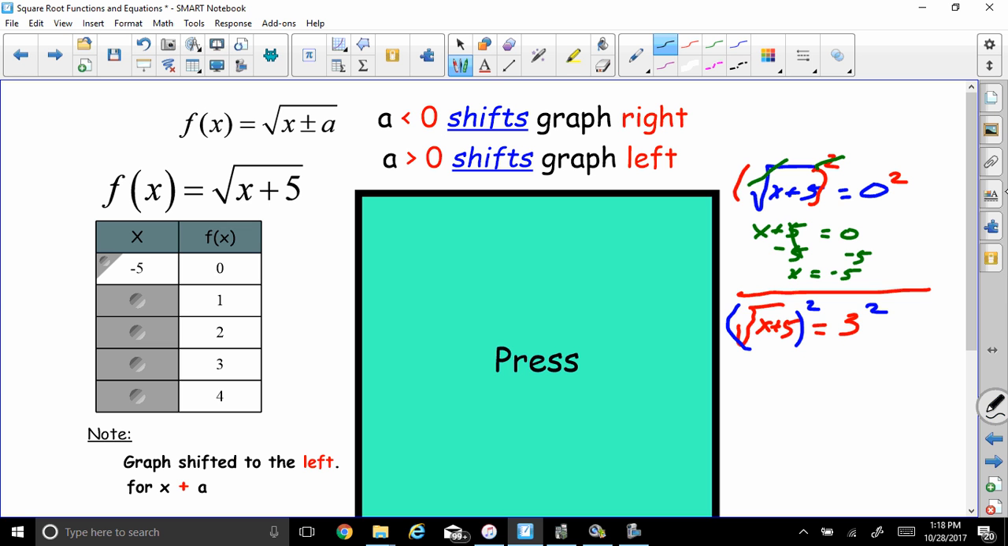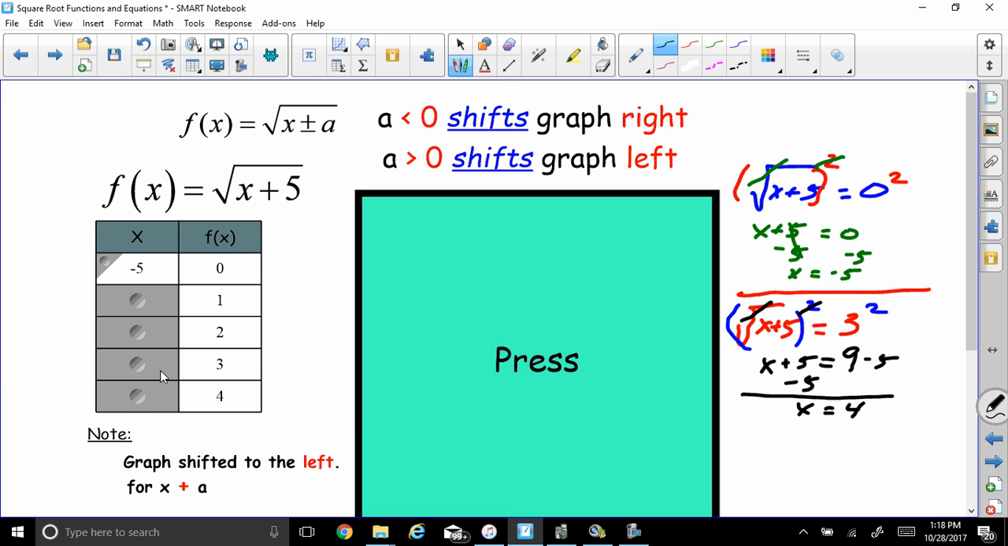What that causes is the radical sign and the exponent to disappear, bringing out the x plus 5, and now we have 3 to the second power, which is 9. And if we subtract 5 from both sides, we'll get the value of x. x is equal to 4, and that's going to be our point. So x will equal 4.